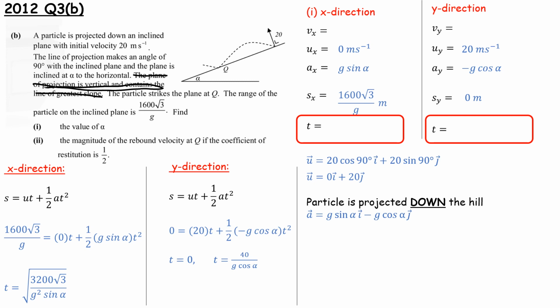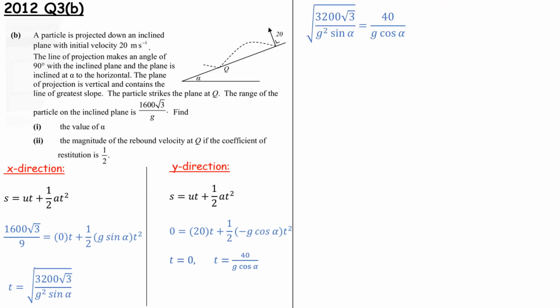So now we're going to take those and we're going to equate them. Then I need to get rid of that big nasty square root, so I'll square both sides. So we get 3200√3 all over g squared sine alpha, and that's equal to 1600 g squared cos squared alpha.